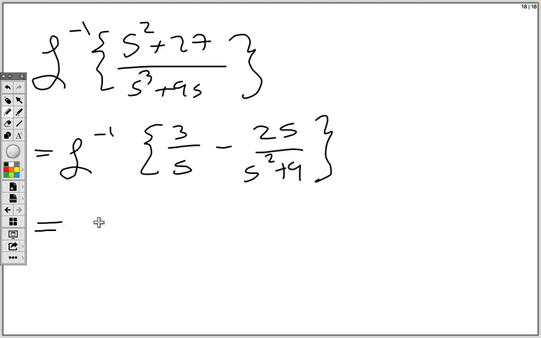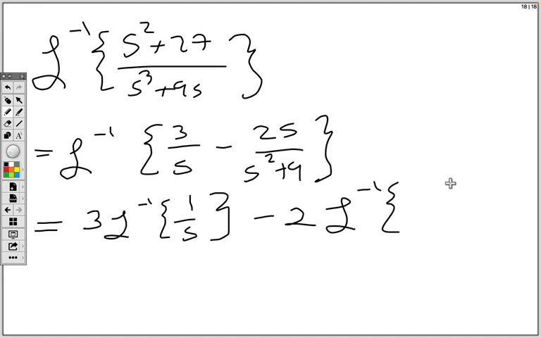Right? And so what we've done is partial fractions allows us to rewrite the function as a linear combination of functions that we know how to find the inverse Laplace of. So I can hit linearity here. This is 3 inverse Laplace of 1 over s minus 2 inverse Laplace of s over s squared plus 9.